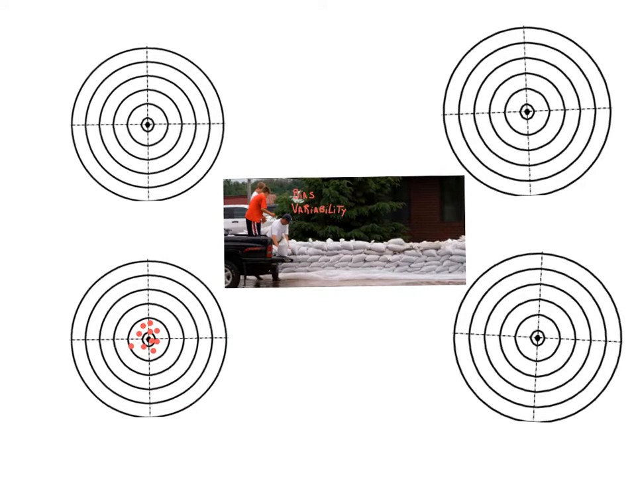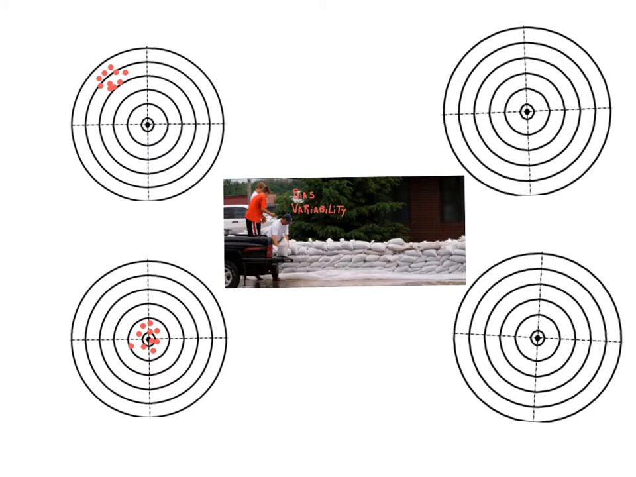Let's look at another one. How about something like this? Okay, still low variability. They're all clustered together. They're all right about the same amount, except they were wrong. So they're all about the same wrong amount. That's low variability but high bias.